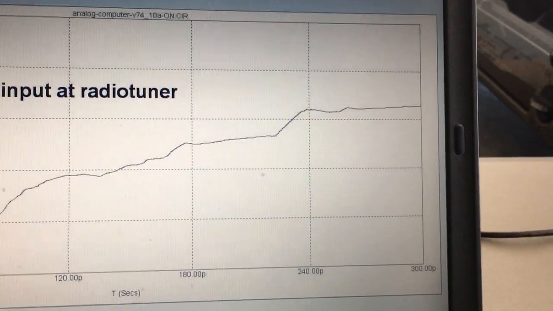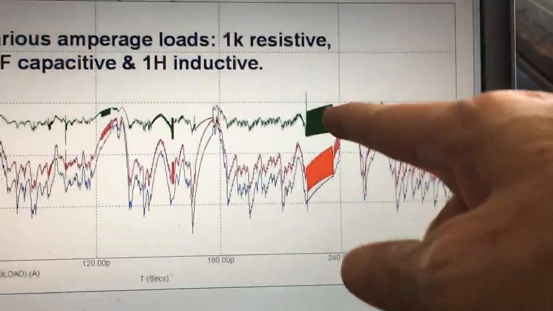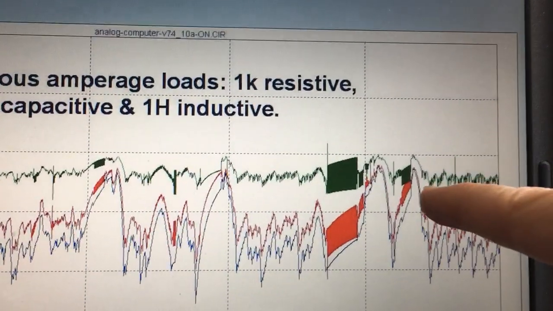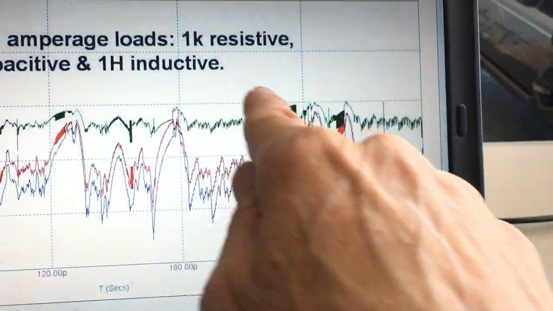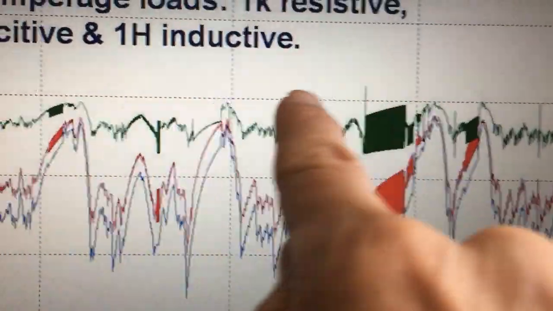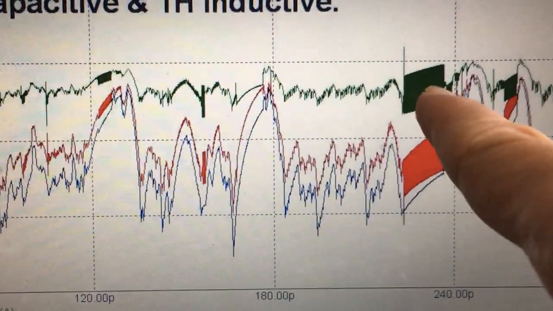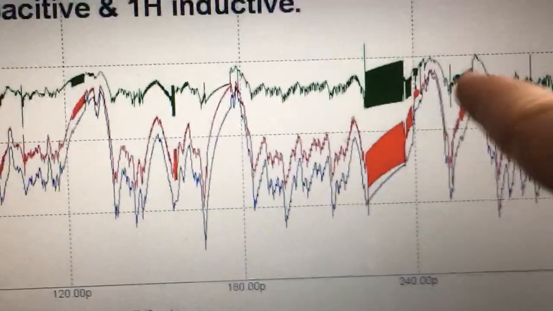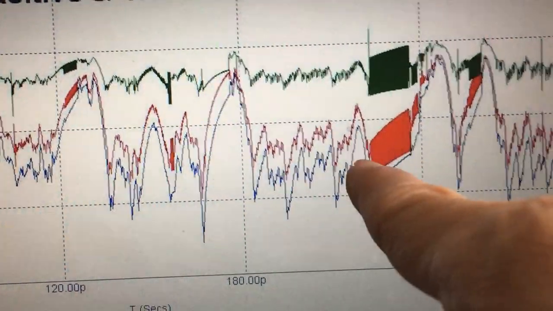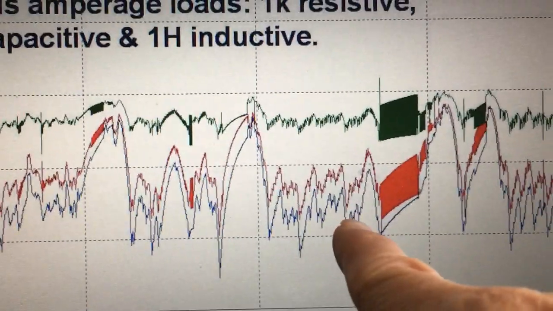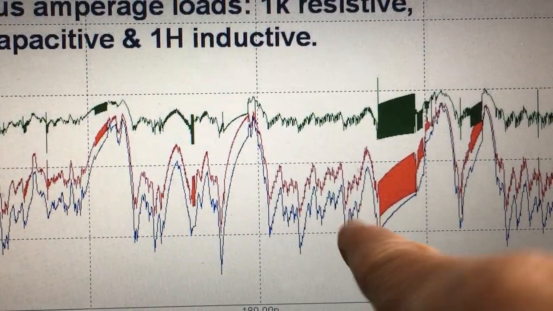So that's the 245 microwatts input at the radio tuner, and then these, so the green is the inductive load. That's the least. So here's the baseline up here. So the green is the inductive load. That's the least amount of amperage, okay? The red is the capacitive load, which is slightly less than the resistive load. The resistive load has the greatest amount of amperage.